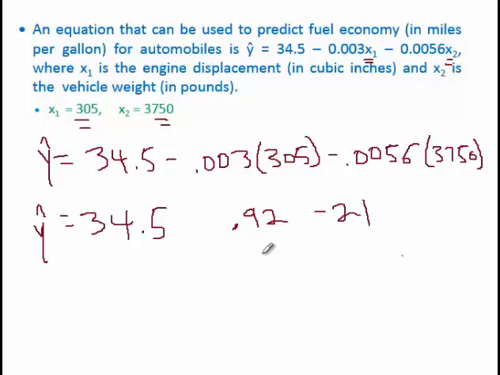34.5 minus 21 is 13.5. And so 13.5 minus 0.92 should be 12.58, I believe. And you can do that in a calculator also, but it was relatively easy to do in our heads. And that's our answer.